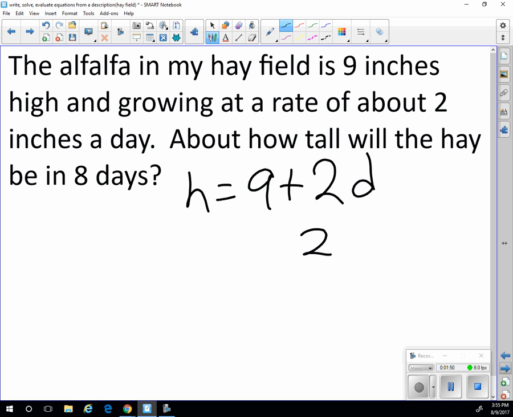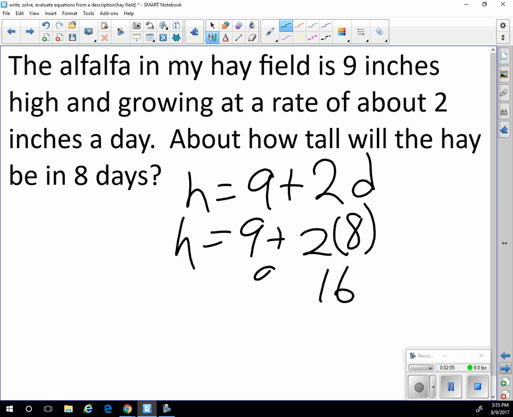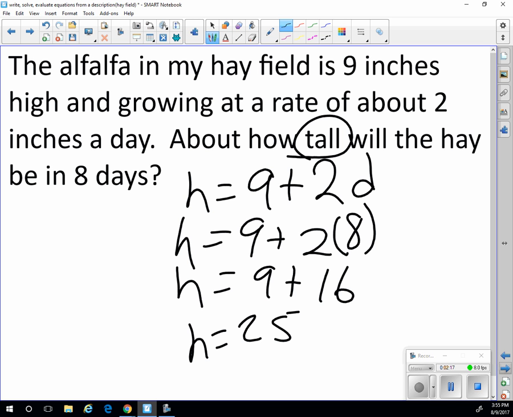So let's replace D with 8. Let's put it in parentheses so we don't think it's 28. It's just 2 times 8, which is 16. Everything else stays the same. And now the height, so how tall will it be? Well, it's 9 plus 16, which is 25 inches high.